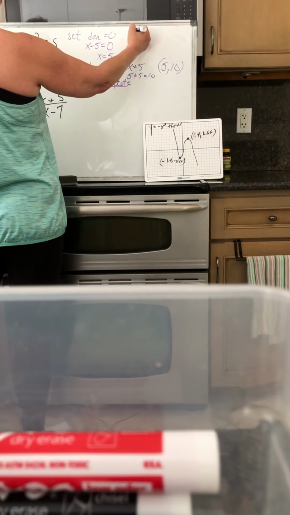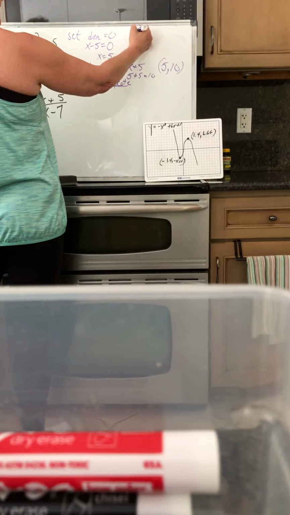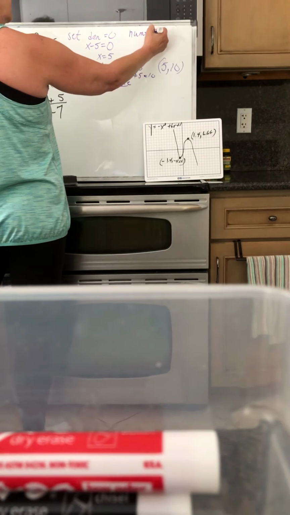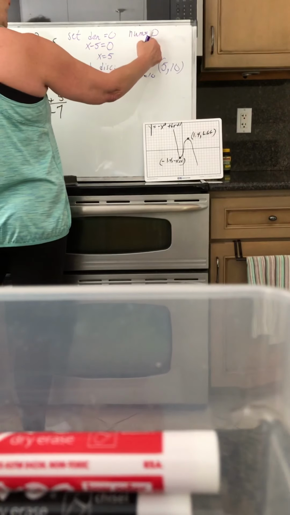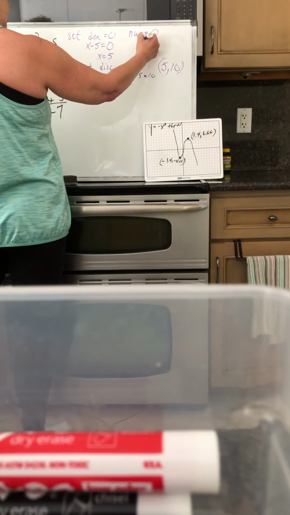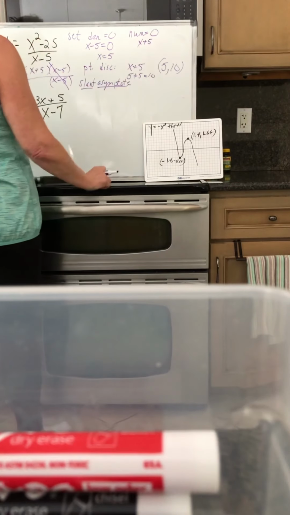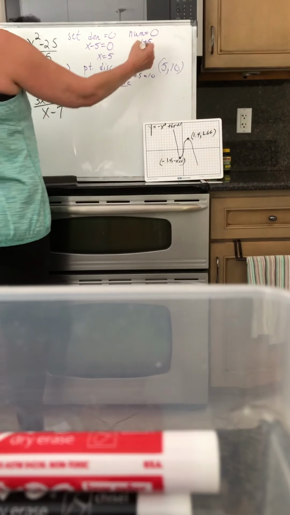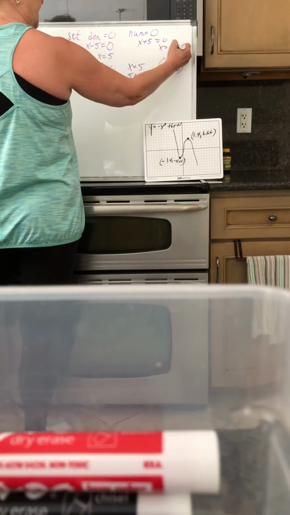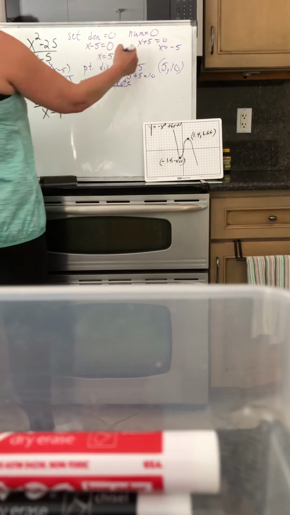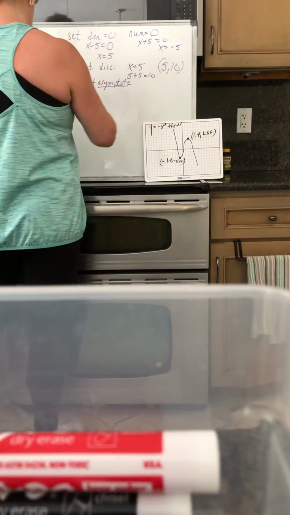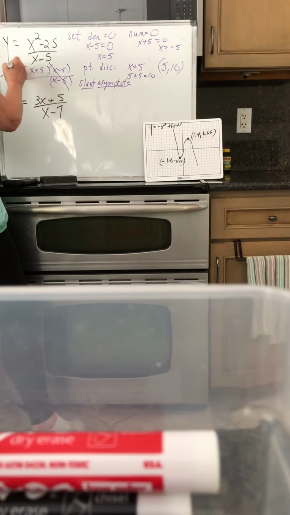I'm going to be setting the numerator equal to 0, except at the place where there's a point. So when the numerator equals 0, I have x plus 5. Therefore, at x equals negative 5, I'm going to have an intercept. So at negative 5 comma 0, I'm going to have an intercept.